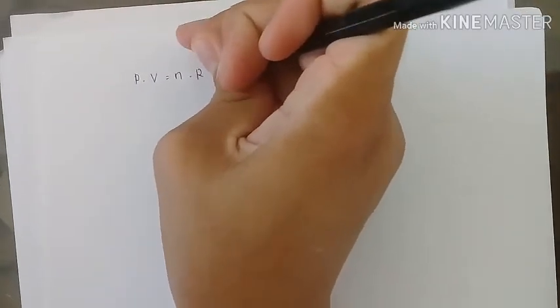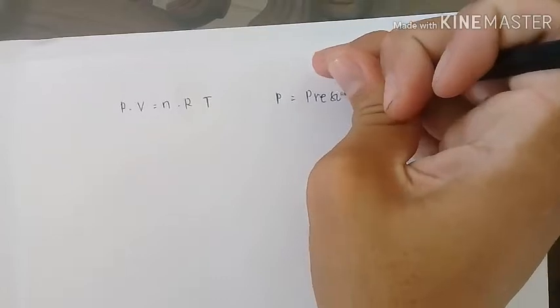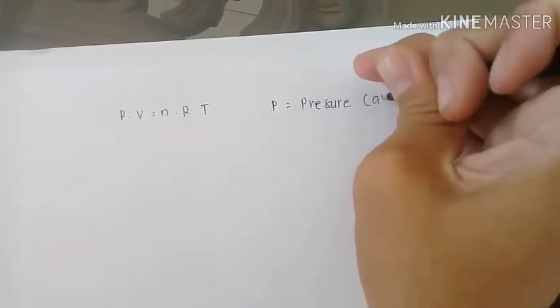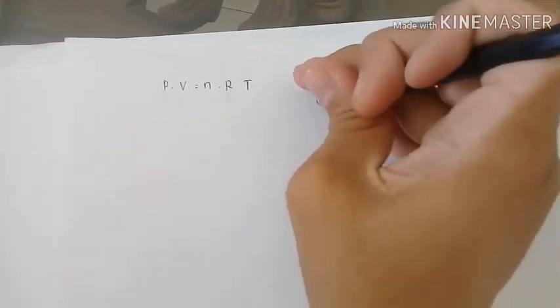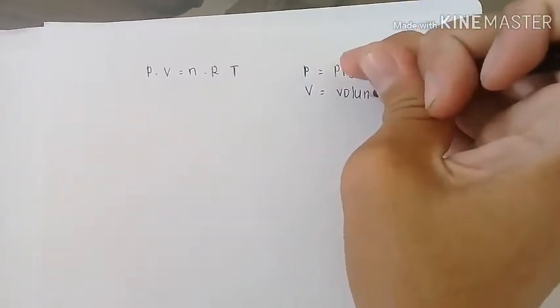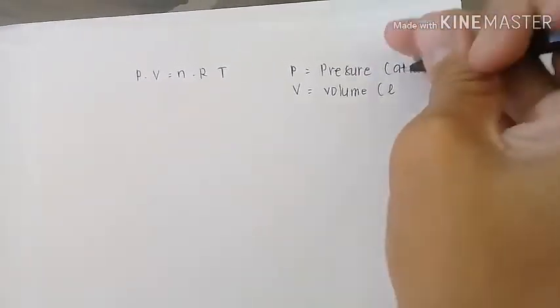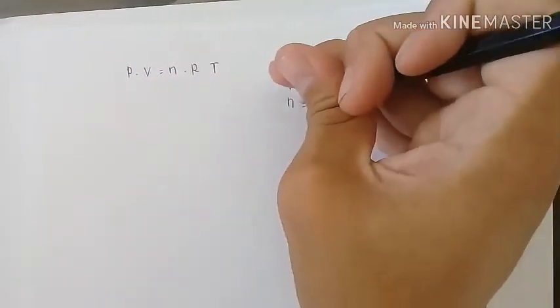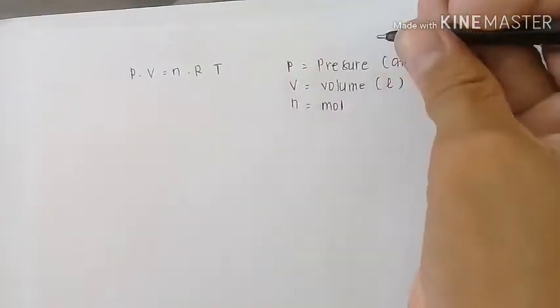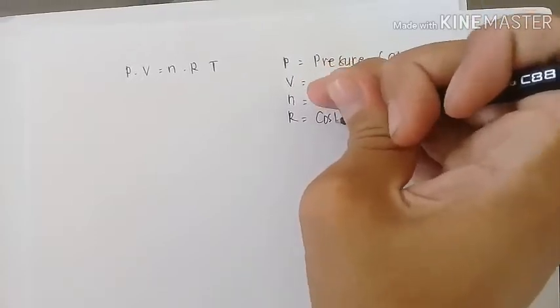Equation of state for a gas mixture, Dalton's law. Experiments show that for a mixture of gases, the ideal gas law is correct in the form PV equals nRT, where P is pressure in atm, V is volume in liters, N is moles, and R is the constant.